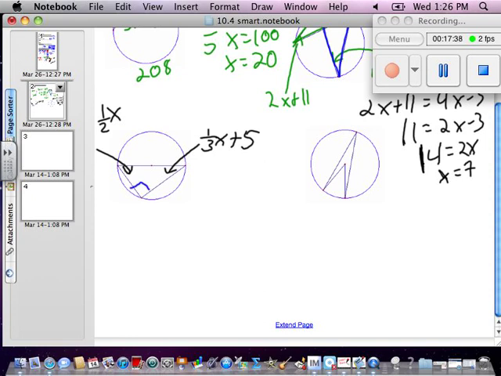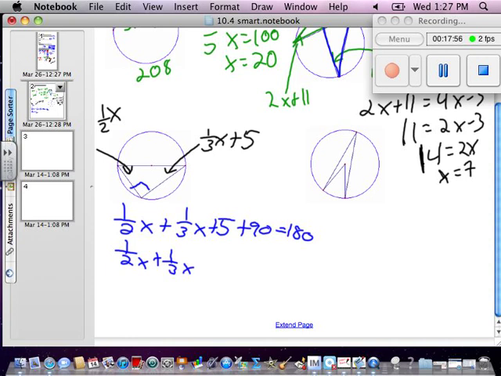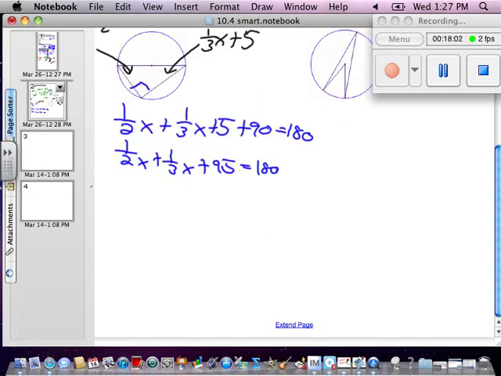The interior angles of a triangle add up to be? So 1/2 x plus 1/3 x plus 5 plus 90 equals 180. So we get 1/2 x plus 1/3 x plus 95 equals 180. Subtract 95 from both sides, and we get 85.